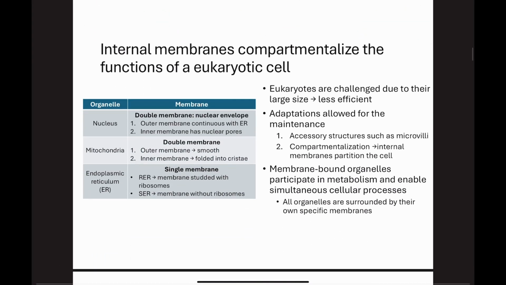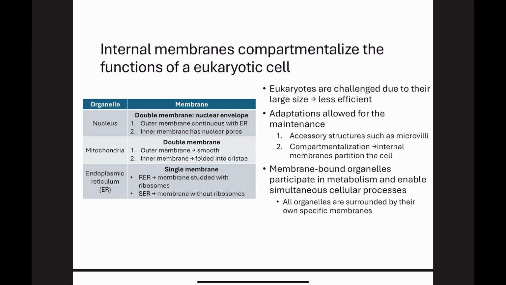So because our eukaryotes diverged from prokaryotes, originally they did not have membrane-bound organelles. But as they grew in size, they became challenged because their large size made them less efficient because of their inappropriate surface area to volume ratio. So our eukaryotes adapted in order to efficiently maintain all of their metabolic processes.